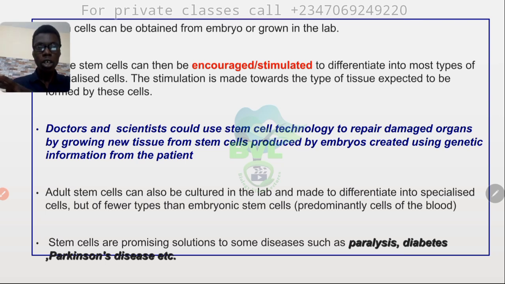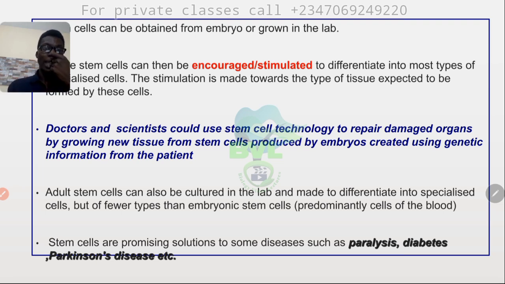Hope that is making sense, because the stem cell doesn't know what to do. You only stimulate it to form the type of cell you want it to form. How do you do that? You have to take some information from the patient's body into the stem cell. Then the stem cell will use that to form the type of cell you want. It says adult stem cells can also be cultured in the laboratory and made to differentiate into specialized cells, but of fewer types than the embryo. I told you at the beginning that embryo cells can form anything, but in adults what we have majorly are the stem cells of the bone marrow, which can only form blood cells.